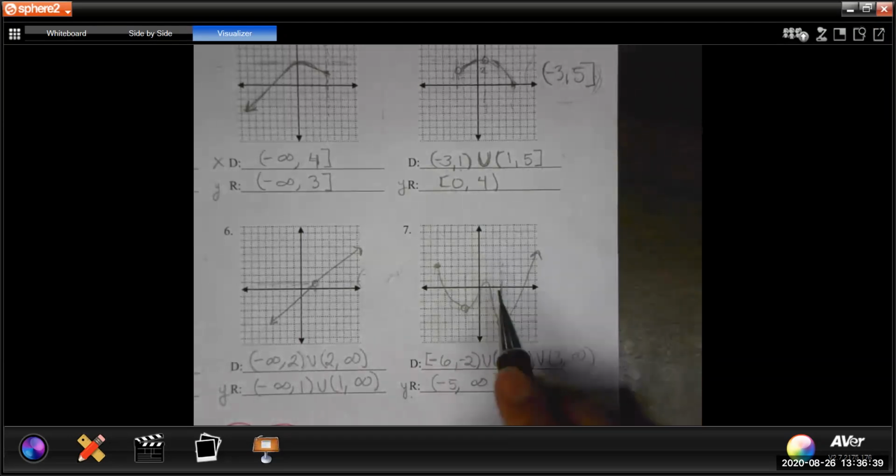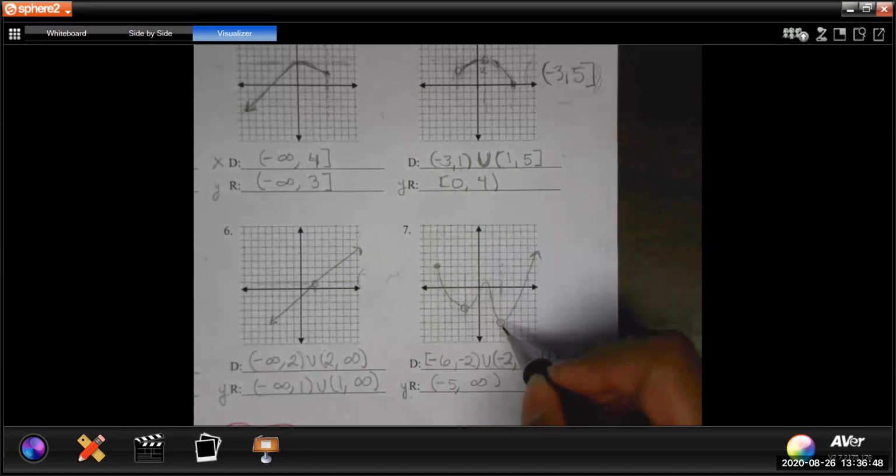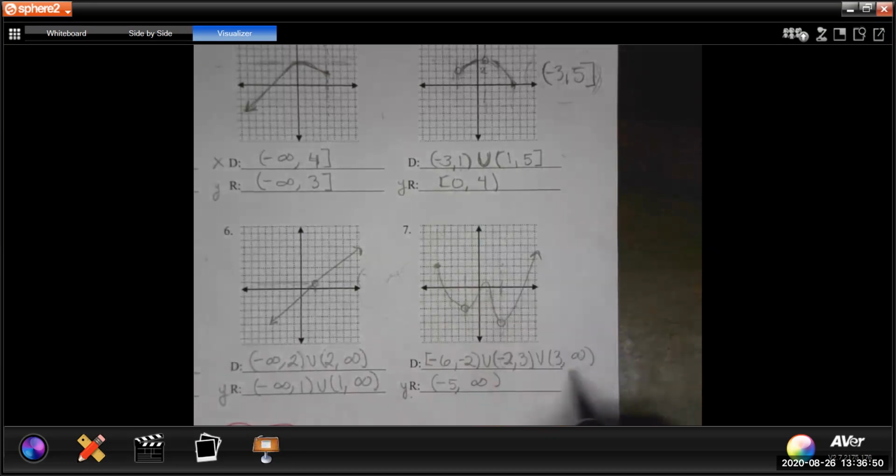Do you see it? 1, 2, and 3. 3. Okay, so that's where the 3 is coming from, -2 to 3. And then it goes from 3 to the right forever, so 3 to infinity. Any questions on that part of the domain?